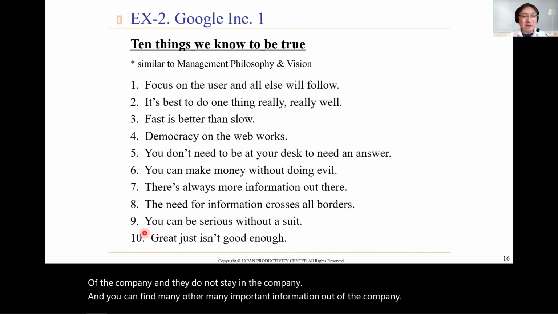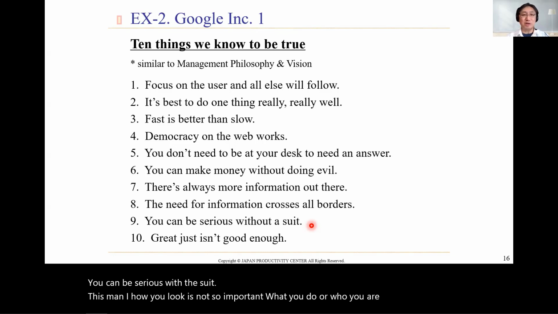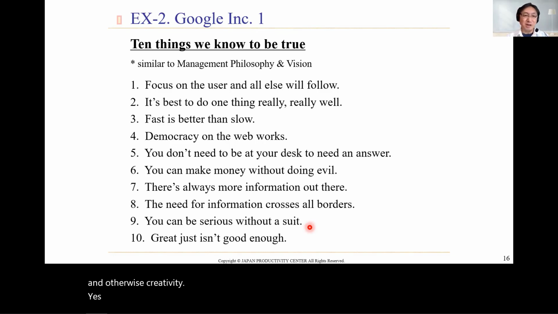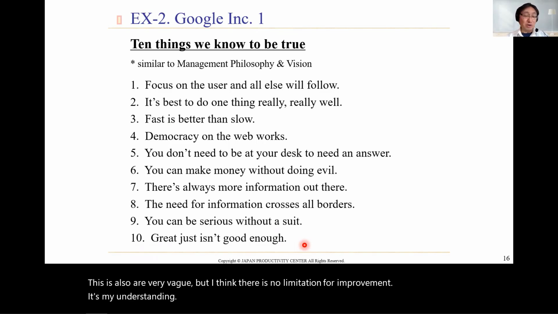And number 9, you can be serious without a suit. This means how you look is not so important. What you do, who you are, is more important. In other words, creativity is very important. Number 10, great just isn't good enough. Well, this is also very vague, but I think there is no limitation for improvement. It's my understanding. Okay, it's so Google, isn't it?